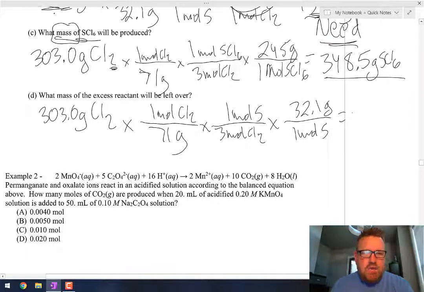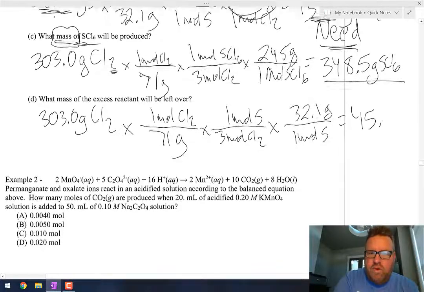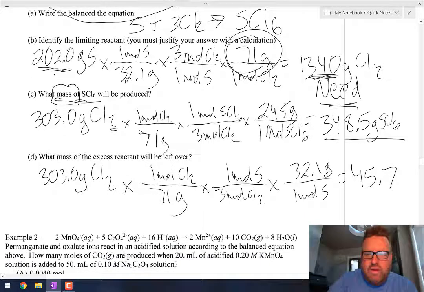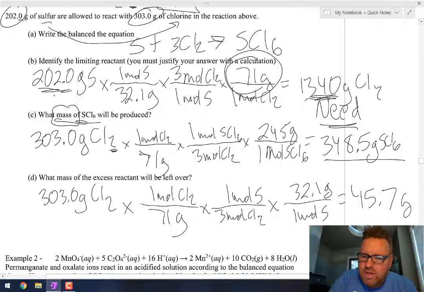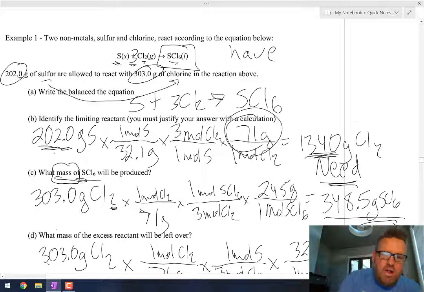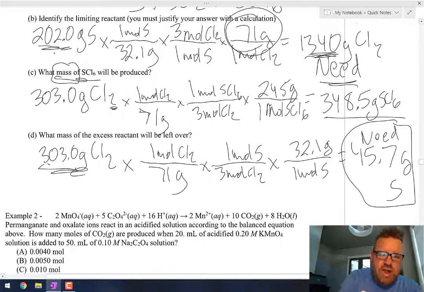Okay, so 303 divided by 71, divided by 3, times 32.1 equals 45 point, well, let's just say 45.7, since they have one number after the decimal point as well. Okay, and again, what does that tell me? If I had started with that number, it would have told me again that I need 45.7 grams of sulfur to react with all of this chlorine that I have here.